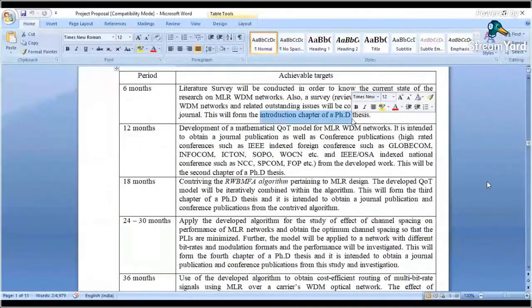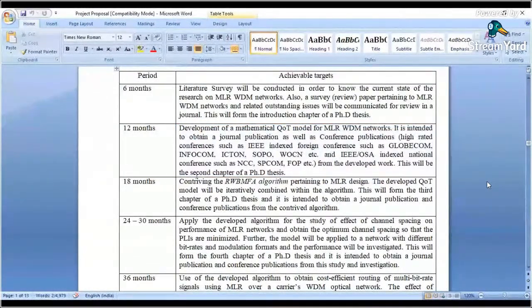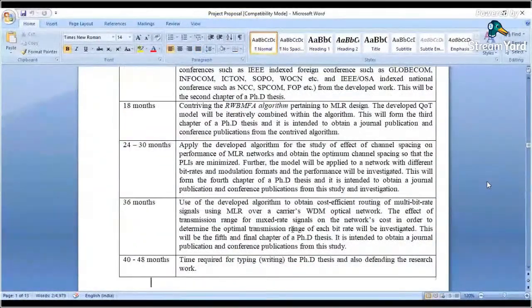In the next 6 months, up to 12 months, I wanted to develop the solution to the first problem. I also mentioned to the reviewer that I'm looking at a conference publication in a high indexed conference. In the next 6 months, I'll be extending the same problem into a journal article. And then similarly I went with the 24 and 30 months, and then the 36 months. Towards the end of the 36 months, assuming the extension as well, this is the time I will require to write the PhD thesis and defend the research.